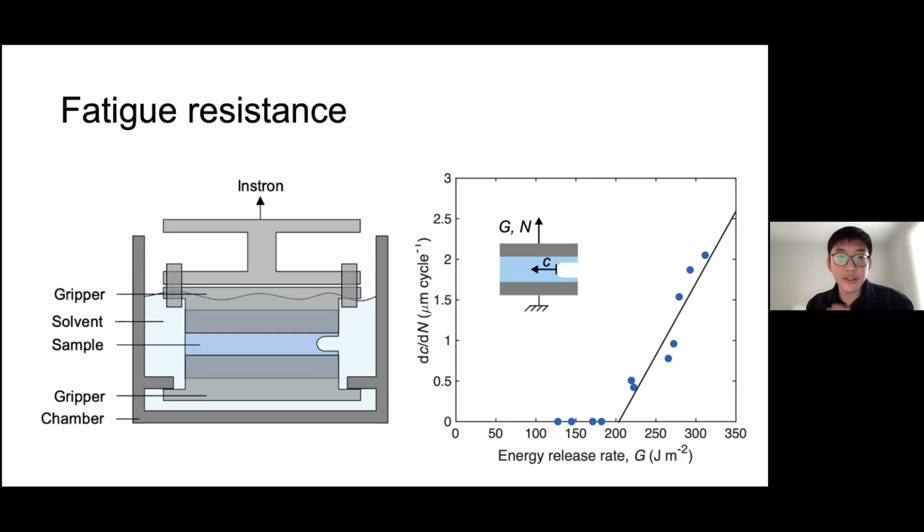We also measured the fatigue resistance. So we made a cut and put it into water and applied the cyclic loading and measured the crack propagation per cycle. So we measured the energy release rate where there is no crack propagation at all. That was 200, which is several times higher than regular hydrogels.